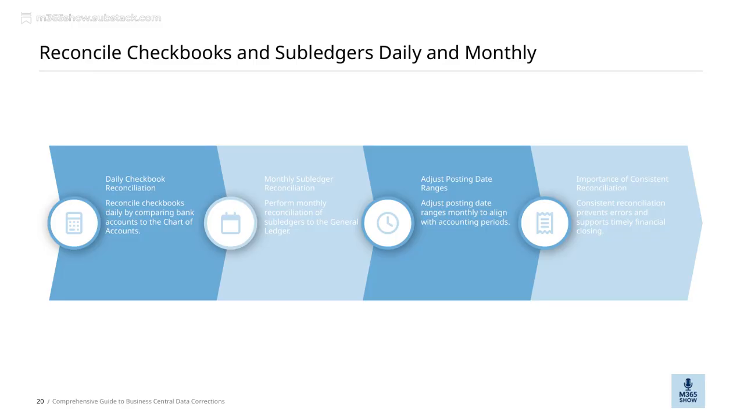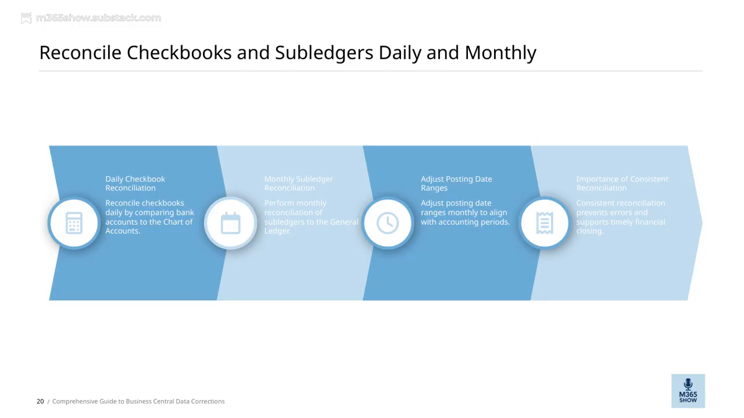Let's talk about the importance of reconciling checkbooks and subledgers both daily and monthly. Consistent reconciliation is key to preventing errors and ensuring we meet our financial closing deadlines smoothly. When we regularly compare our bank statements to our checkbooks, we catch discrepancies early, which keeps our records accurate. Adjusting posting date ranges each month to match our accounting periods is another essential step. This helps us maintain consistency across our financial data and ensures everything aligns correctly for reporting.